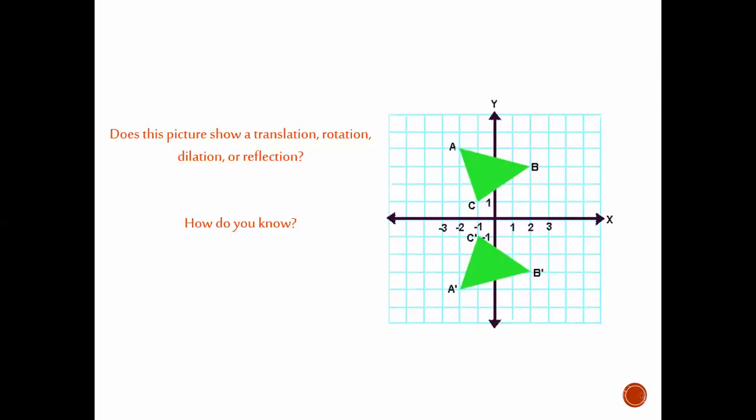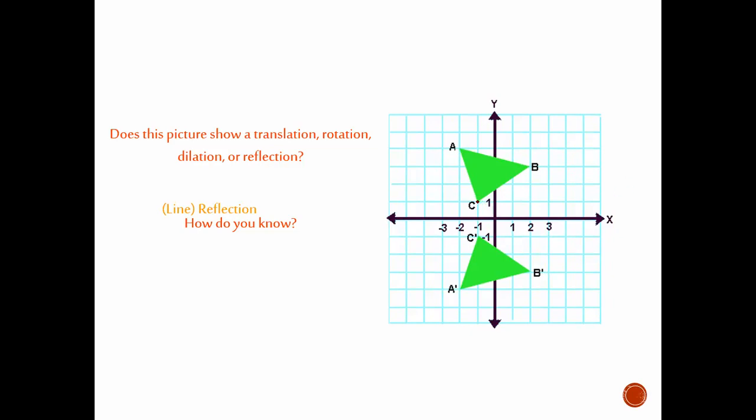Okay, the next one. Does this picture show a translation, rotation, dilation, or reflection? What do you think? You are given the object which is A, B, and C, and also the image A dash, B dash, and C dash, or A prime, B prime, and C prime. What kind of transformation did it go through? The answer is reflection. It undergoes reflection, and the line of reflection is at the x-axis.